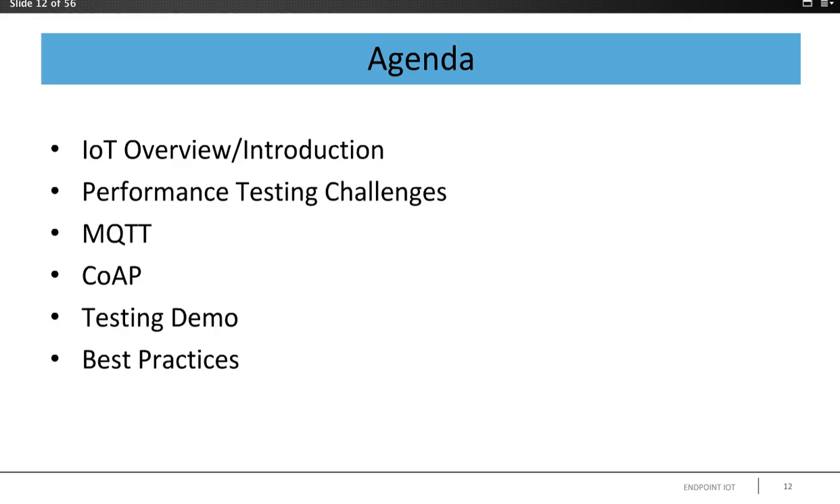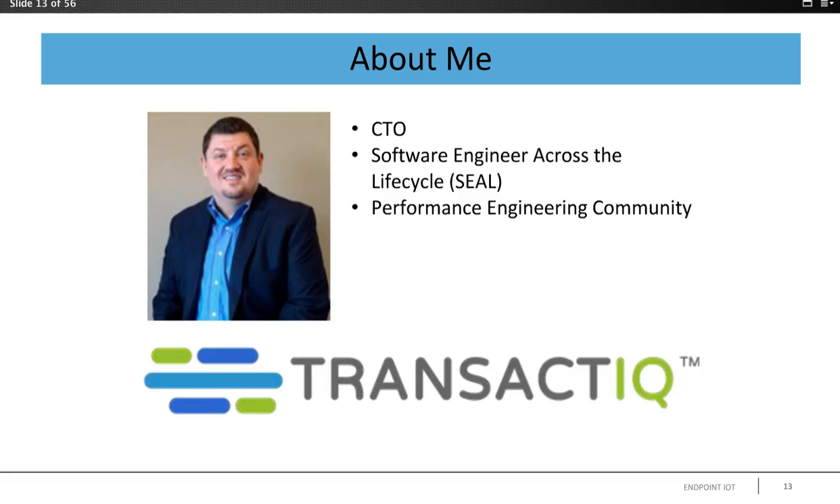And in the amount of time that I have to try to condense this down for you, I'm going to cover a couple of protocols called MQTT and CoAP, and we'll dive a little bit into the weeds about that. And I'm going to actually show you what it would look like using a tool that we're familiar with, which is LoadRunner, to do some of this testing, at least from the scripting perspective. And I'll share some of the things that we've learned at Transact IQ for best practices.